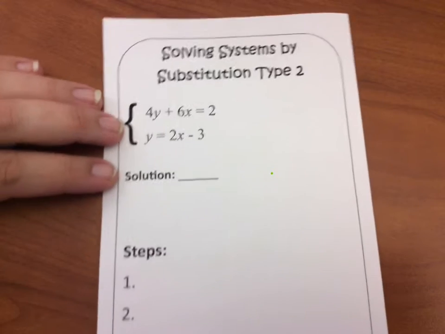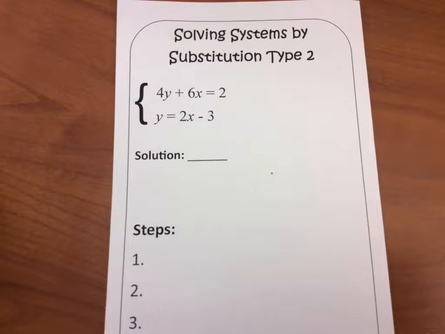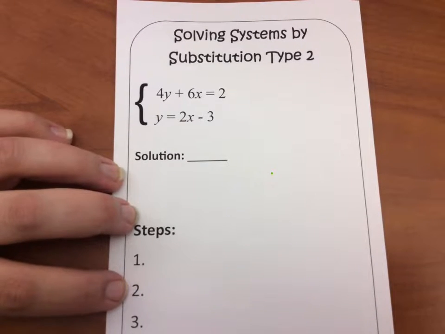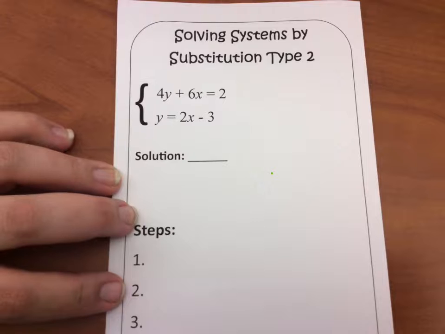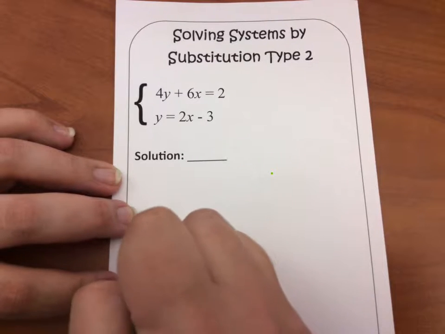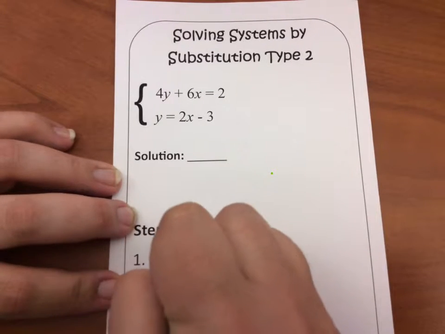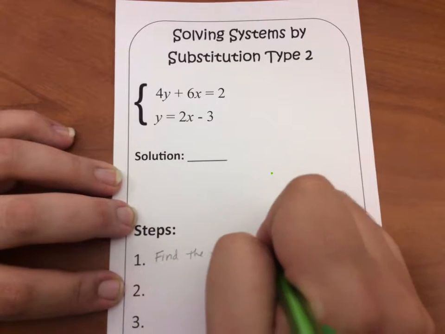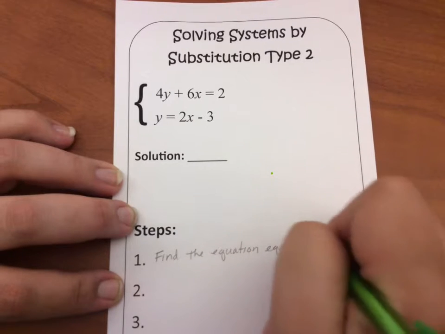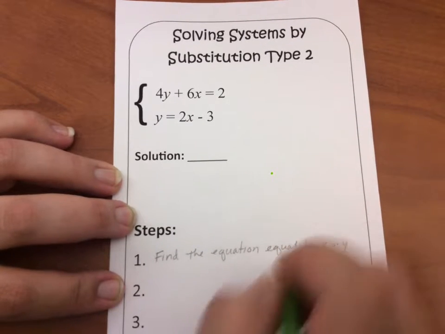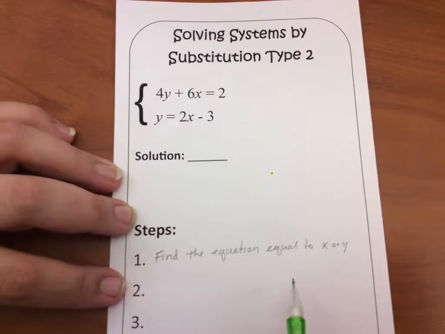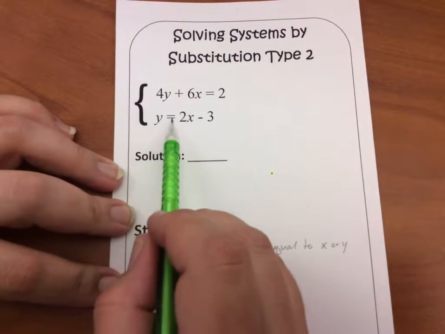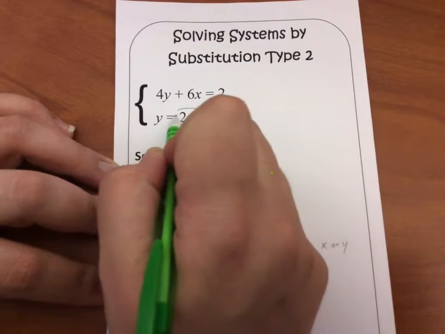So let's write down the steps, and as we write down the steps, we will follow the example. So our first step is to figure out which equation to use first. So first thing we do is find the equation that's either equal to x or equal to y. So that's the first part of step 1. So this one says equal to y, so I'm going to use this one.